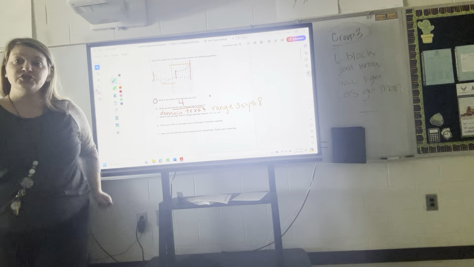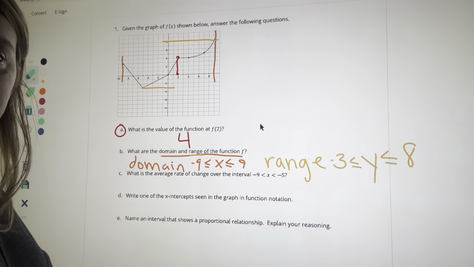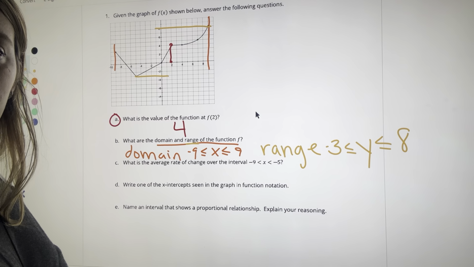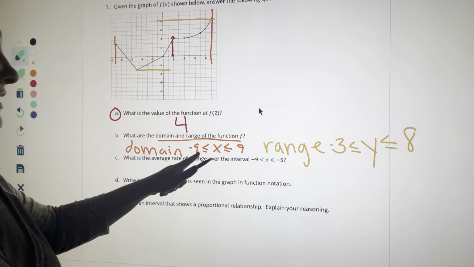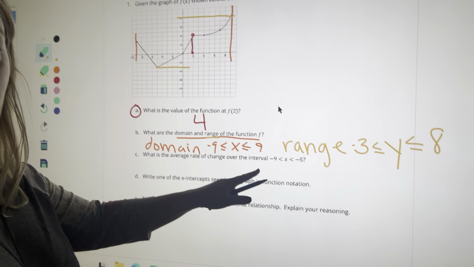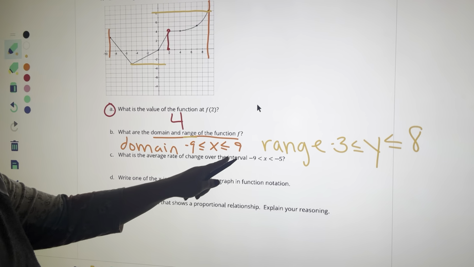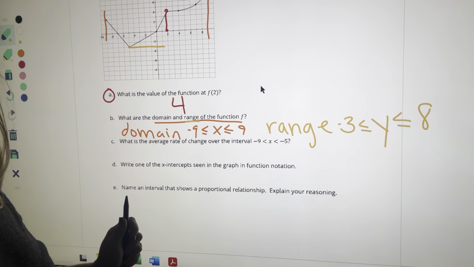So let me go ahead and make sure that you guys can see these answers. Can you see that? Oh, except that it is backwards. So we're looking at domain, -9 less than or equal to x, less than or equal to 9, and we're looking at range, -3 less than or equal to y, less than or equal to 8. So I'm putting you back on the desk so we can keep going.